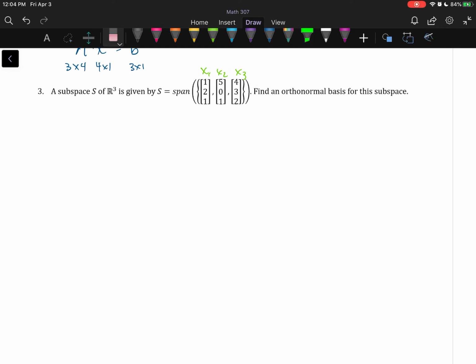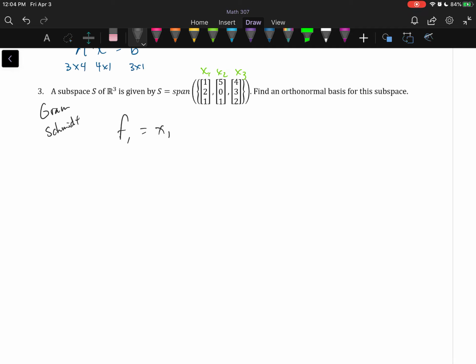We're being asked to find an orthonormal basis for the subspace. So, I guess it's kind of foolish for me to assume this, but I'll find out along the way if these are not linearly independent. We'll find that through projections. Okay, so first off, we will let our first orthogonal vector be x1, and now we're using the Gram-Schmidt orthogonalization process.